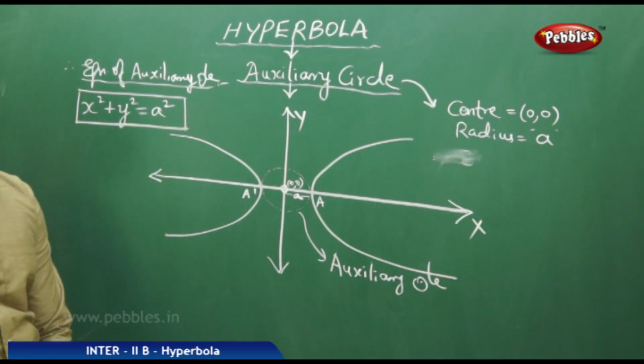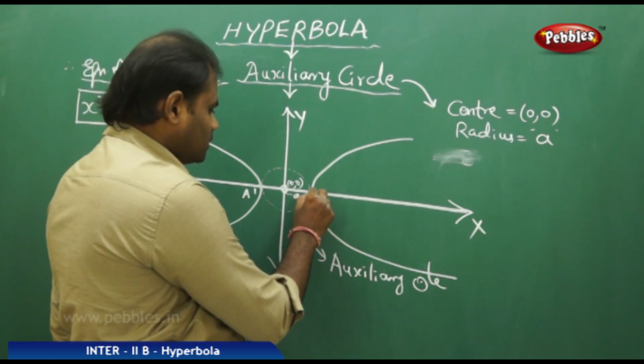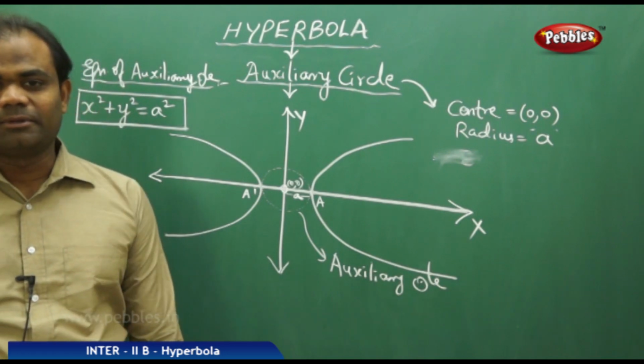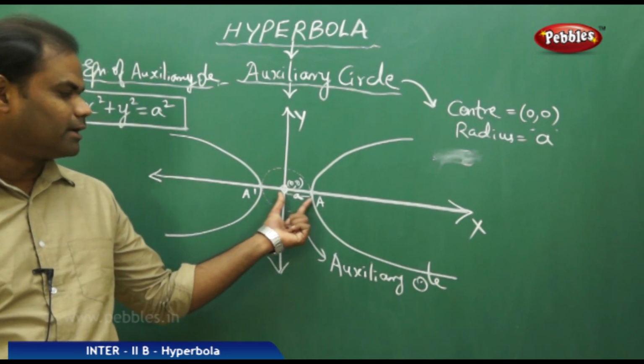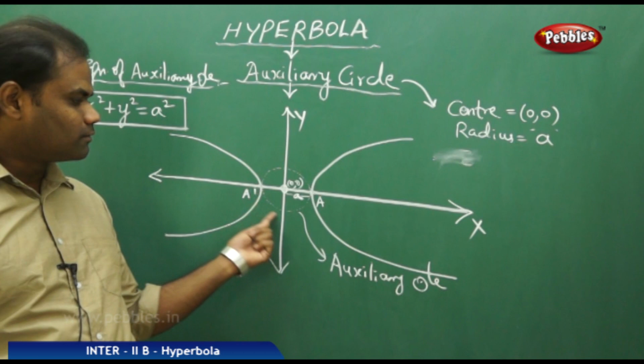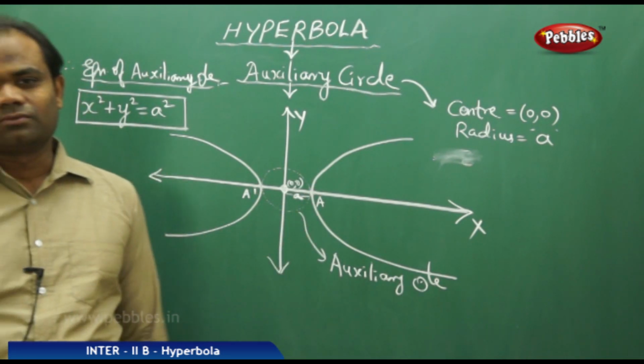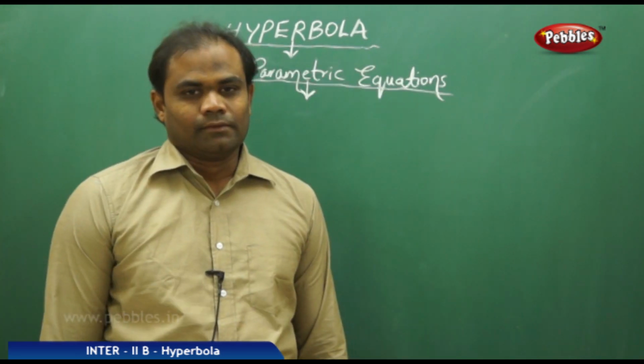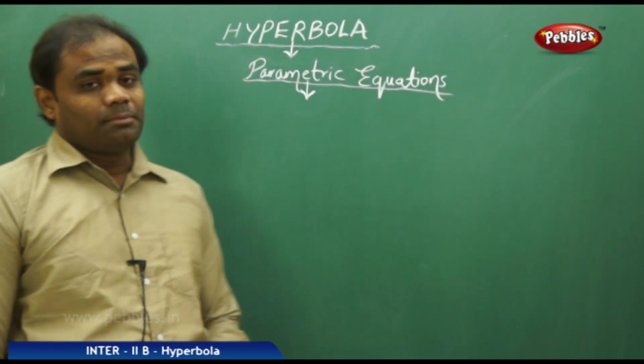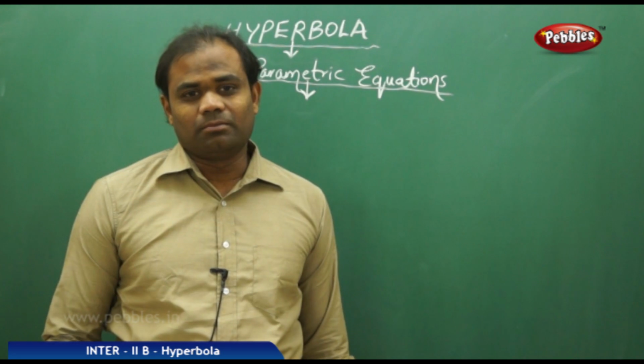An auxiliary circle is described for a transverse axis as the diameter, and its center is the origin and radius is a, and the equation of this auxiliary circle is x squared plus y squared equals a squared. Now let's discuss the parametric equations of a hyperbola.